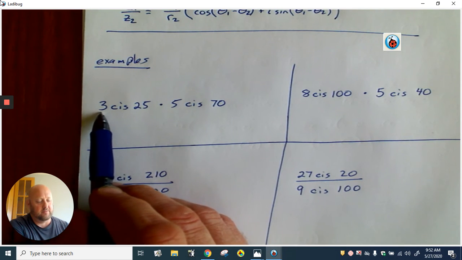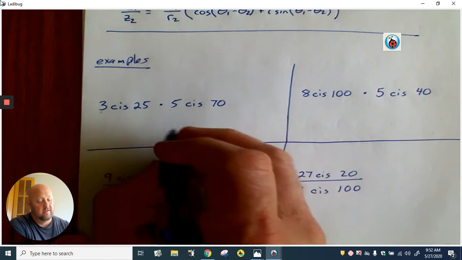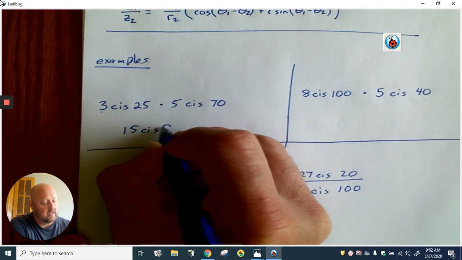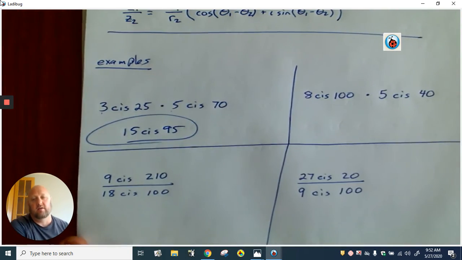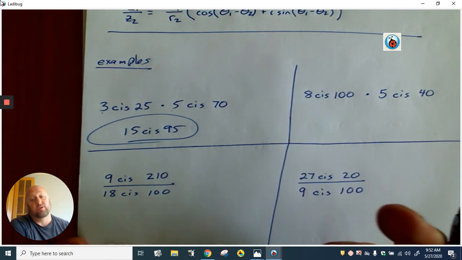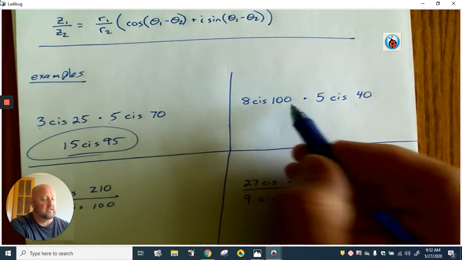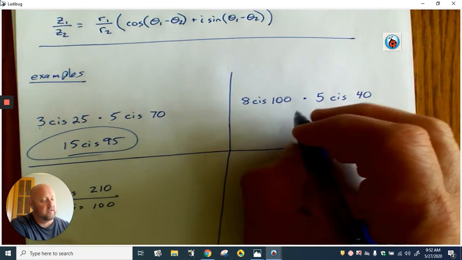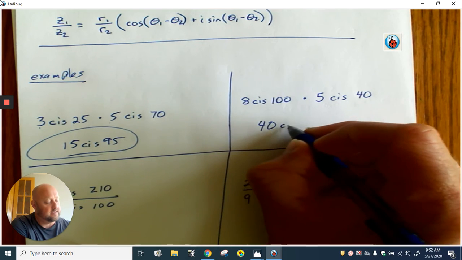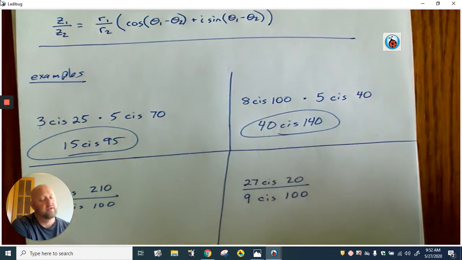If I have to multiply 3 CIS 25 times 5 CIS 70, the answer is legitimately just 15 CIS 95. All you end up doing is multiplying the radiuses and adding the angles. You're done. Something like this, 8 CIS 100 times 5 CIS 40 would just be 5 times 8 is 40 CIS, and then you add the angles, 140 degrees, you're done.